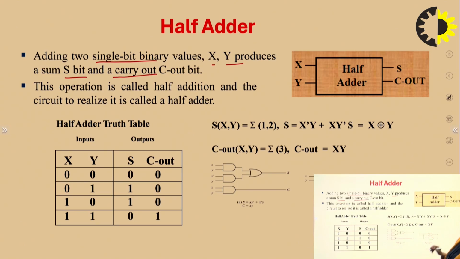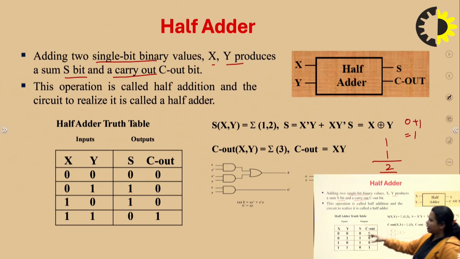Suppose you want to add 1 and 1. In decimal you would say 2, but in binary the sum is 0 and the 1 is the carry. So this is the sum and this is the carry. Similarly, if you want to add 0 plus 1, as I have written in binary, it will be 1 only, with carry 0. If we have to perform such single bit addition, then we use a half adder.